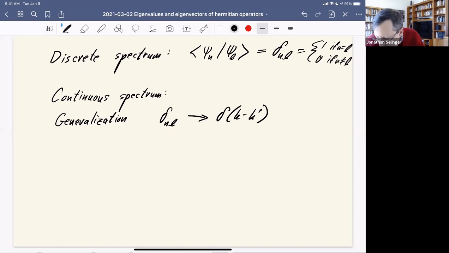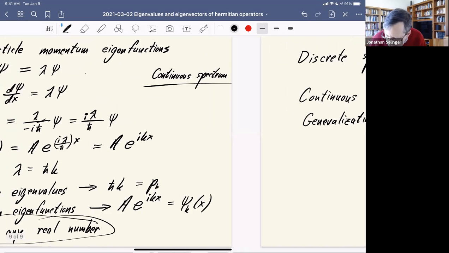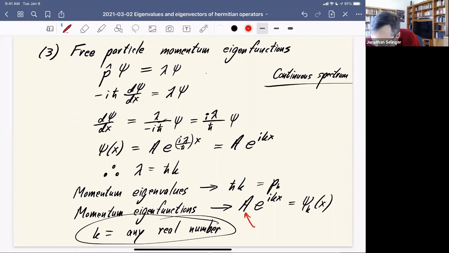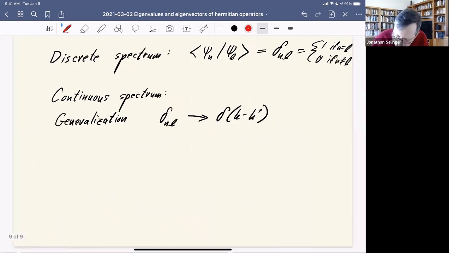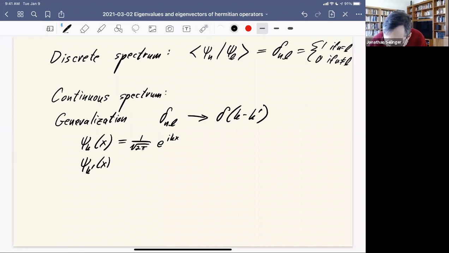Okay, so to do this, we can make this work as long as we pick the right value for A. And you know, you could pick any value for A, so I'll tell you what value to pick. Okay, let's choose A is 1 over the square root of 2 pi. So we are going to say that psi k of x is equal to 1 over the square root of 2 pi e to the ikx. And then for some other psi k prime of x, that is 1 over the square root of 2 pi e to the i k prime x.